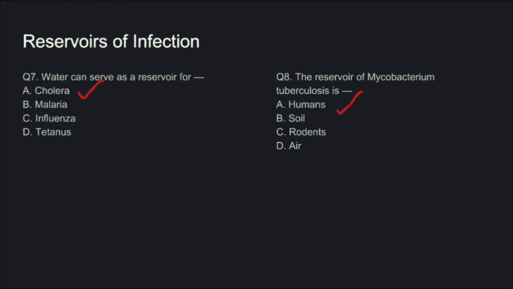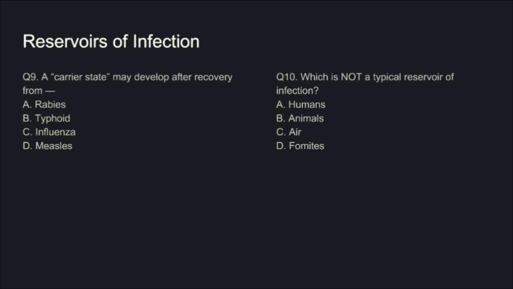The carrier state may develop after recovery from: A, rabies; B, typhoid; C, influenza; D, measles. So the correct answer for this question is option B, typhoid.